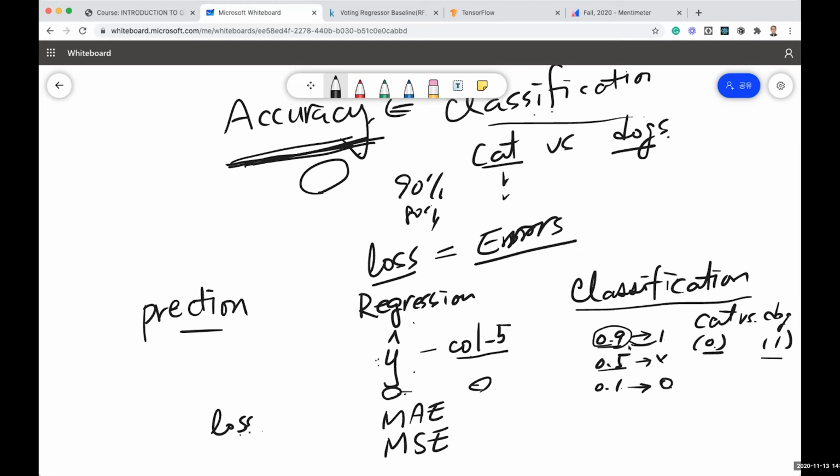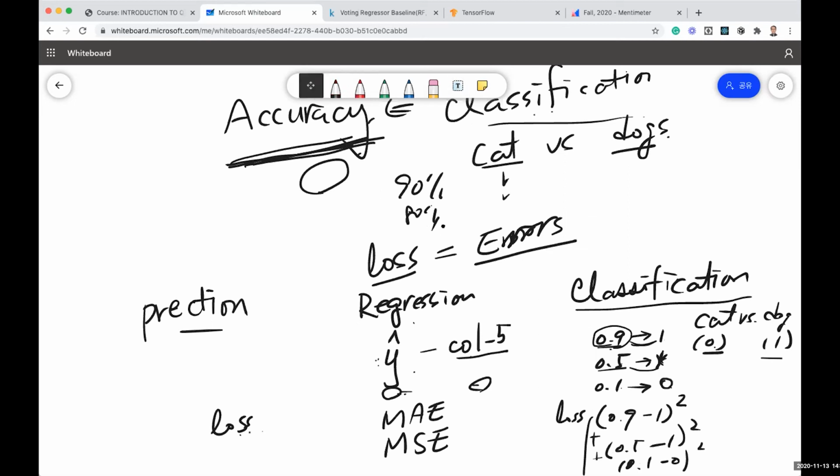you may think that this is a loss. You may think of 0.9 minus 1, squared, and then 0.5, I don't know, you may put it as 1, and 0.1 minus 0 squared, and add these numbers. This is also a loss, but for classification problems, there is a better way to measure how these predictions are different from the original one. So they use a different type of loss function, but this is also possible.